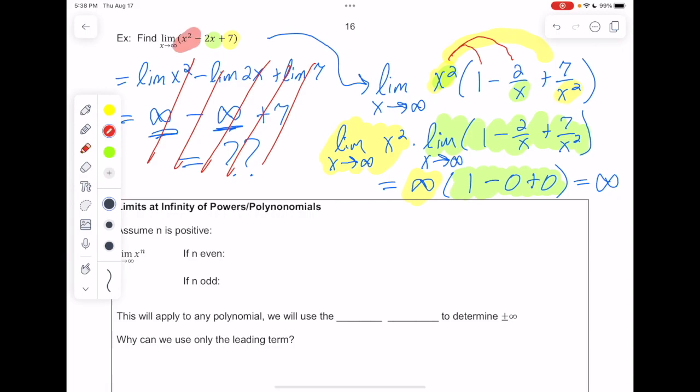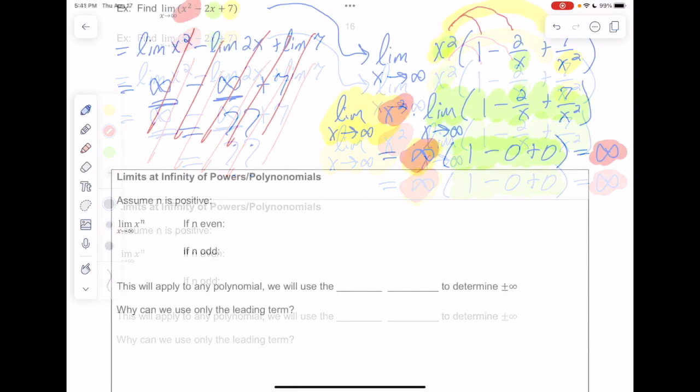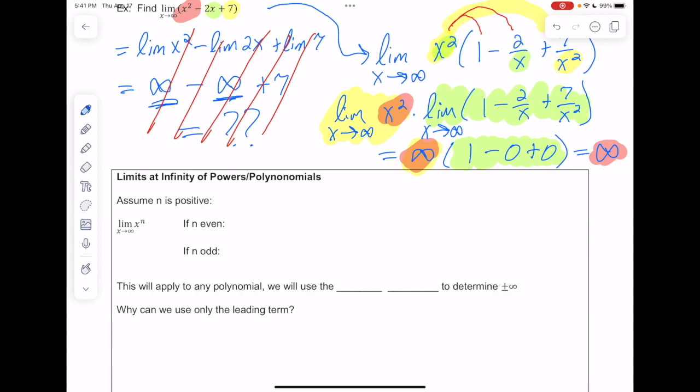It came from that lead term, which got factored out here and ended up right there, and times 1, and we ended up with that infinity. All right, now it's time to start summarizing some of the things that we've learned. So in this box, we're going to look at a summary of limits at infinity of powers, and then also of polynomials. So first, just a reminder of what we saw on the previous page.